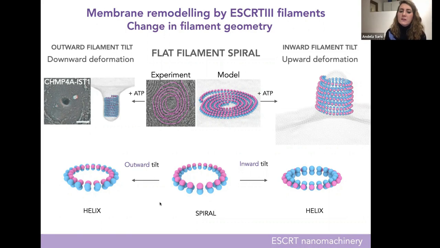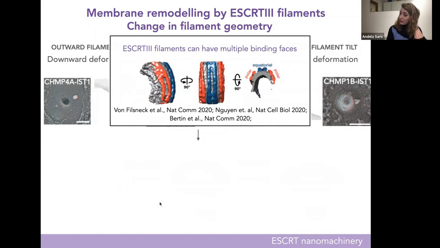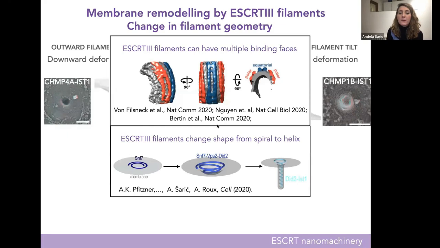But interestingly, about a year after we published this, several beautiful papers came out showing that these filaments can really have multiple binding faces, flat and tilted, and possibly the consumption of ATP changes the conformation from one to another. And then a really nice paper from the Roux group came out showing that these filaments indeed change their shape from a spiral into a helix, into a tighter helix, as they reshape the membrane.